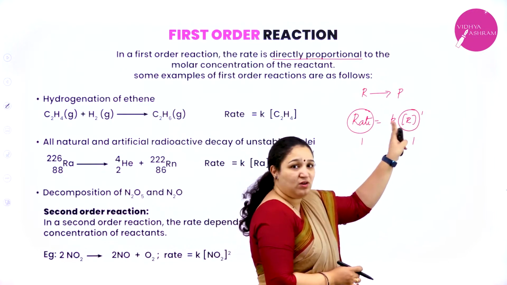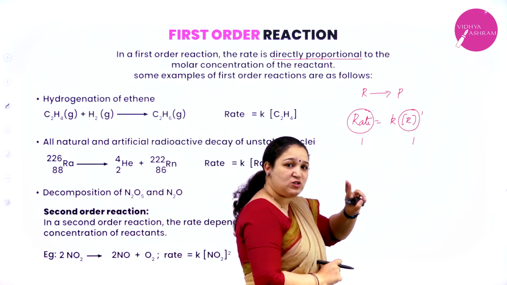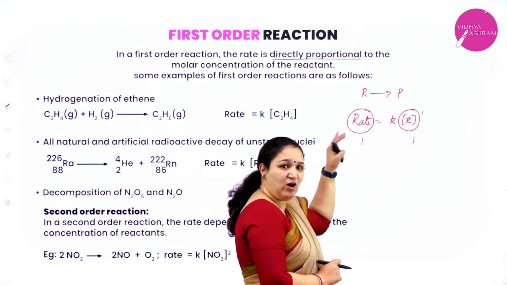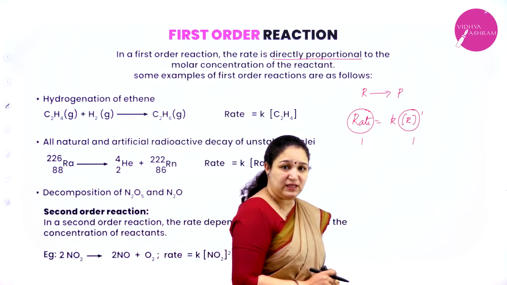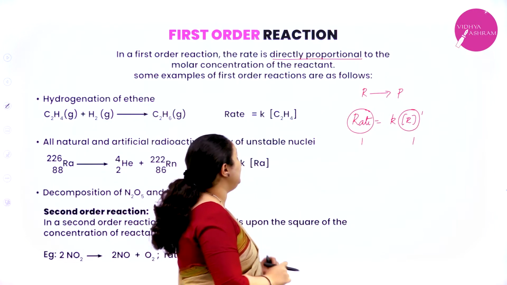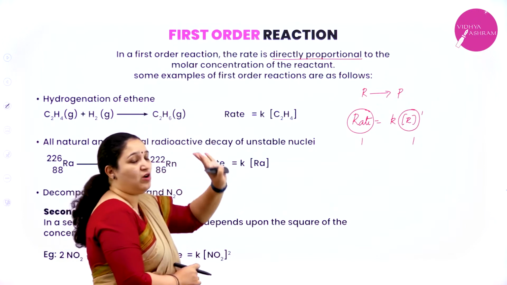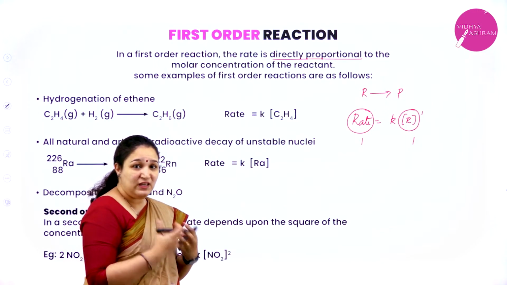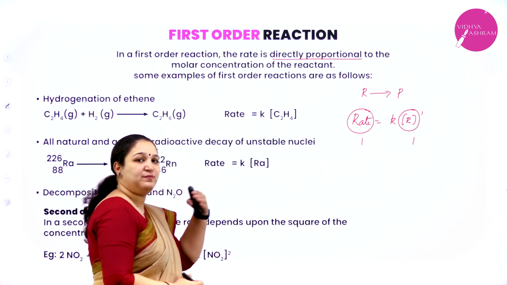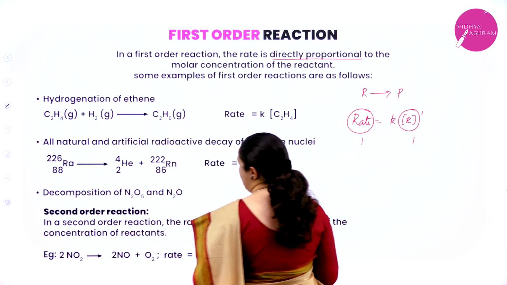If I increase the concentration of the reactant twice, then the rate of the reaction also will increase by twice. So, if I increase this by 3 times, even the speed or the rate of the reaction also will increase by 3 times. This is the meaning of first order reaction. In the first order reaction, the rate is directly proportional to the molar concentration of the reactant. So if I increase the molar concentration of the reactant by the same number of times, even the rate will increase. Now we need to know some of the examples.